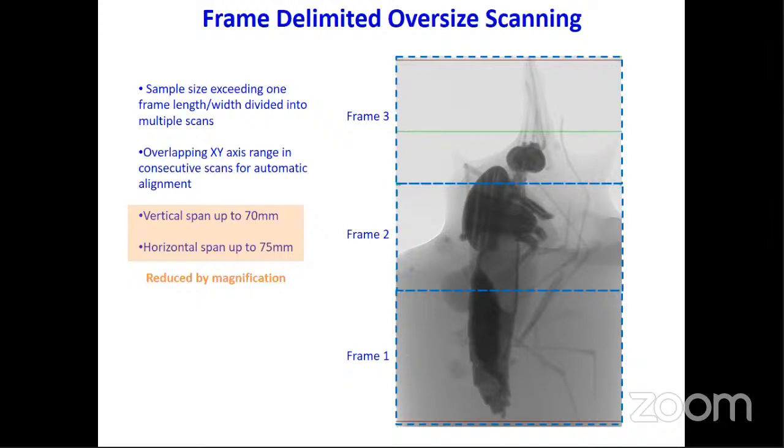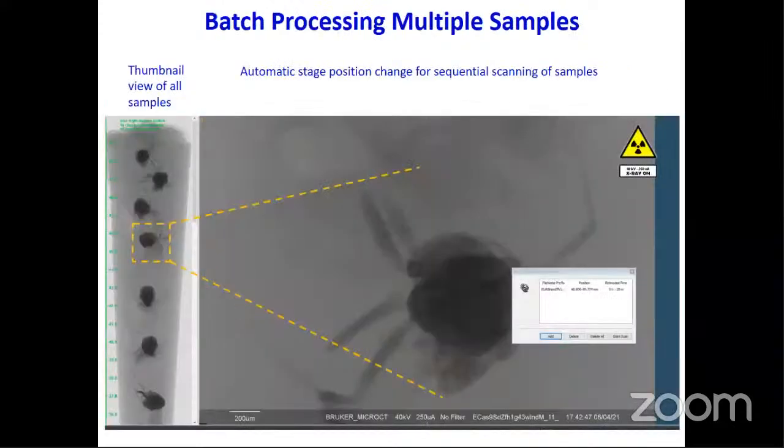Okay, so this is one imaging mode wherein a sample which is oversized, which cannot fit into one frame in the scanner, can actually be distributed into multiple frames, and the scanning can be achieved in an automatic and sequential manner. So this is another example of a different imaging mode of the scanner.